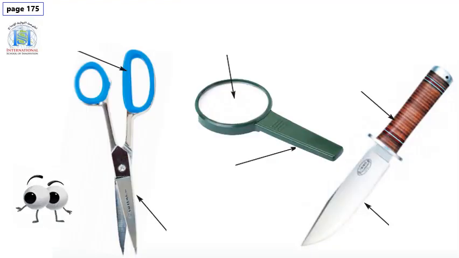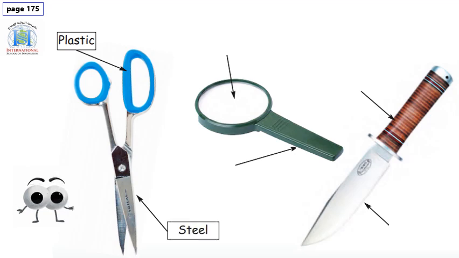Ta-da! Did you know that some objects are made of more than one kind of matter? Yes? Let's take a look at the objects in the picture. What are scissors made of? Yes, the blue part is made of plastic, that's right. And the second part is made of metal. So scissors are made of two kinds of matter, plastic and steel, which is a kind of metal.